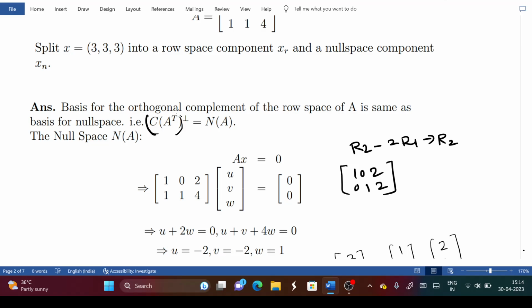So this into u, v, w is equal to 0, 0. So here the third variable is free. So there I will assign the value 1. Now substituting this value, what am I getting in this equation?